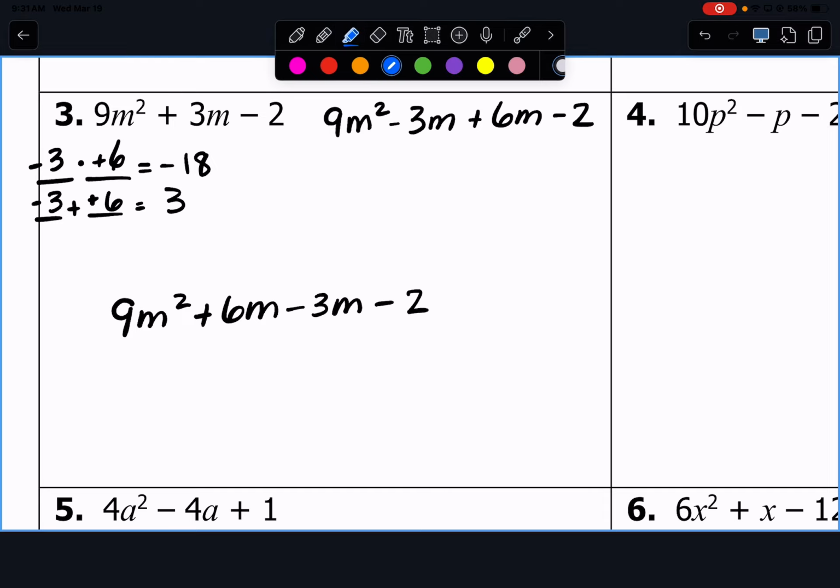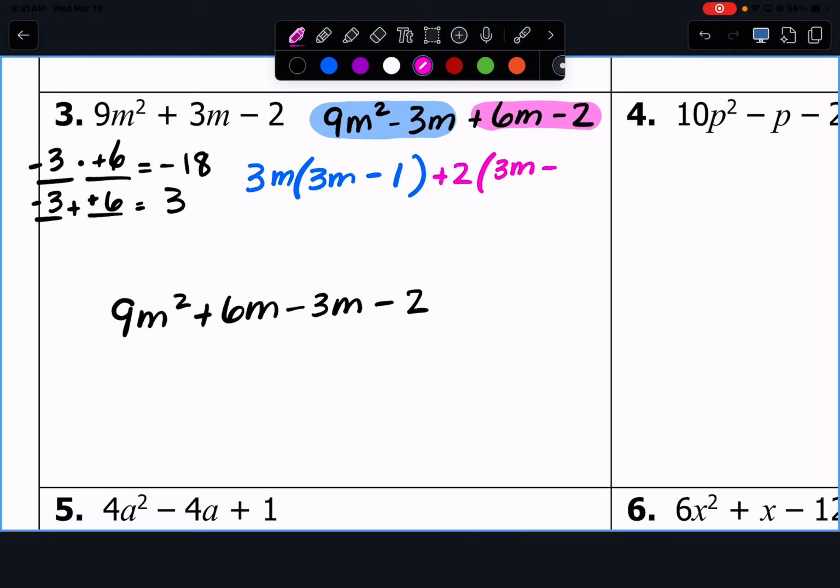For the first order, we group the first two. What is our GCF there? 3m. So when I take out 3m out of that, what do I get left with? 3. 1. And then for the second half of that, what's our GCF? 2. Okay, 6m divided by 2 is? Negative 2 divided by 2 is? So then what's the same? What's left over?